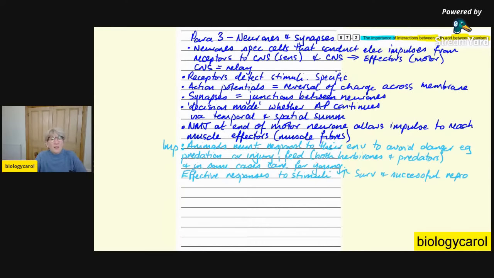Here's the importance. Animals must be able to respond to their environment to avoid danger, for example, predation or injury, and also to feed. And I'm just going to point out, herbivores have got to find food, so monkeys that only live off fruit have got to be able to identify the fruit by the stimulus of their eyes. Predators have got to be able to go after their prey. And in some cases, care for the young.